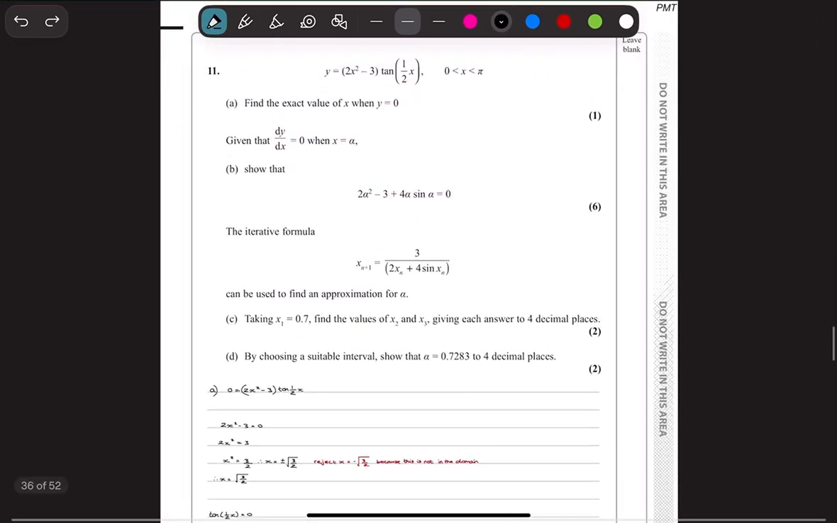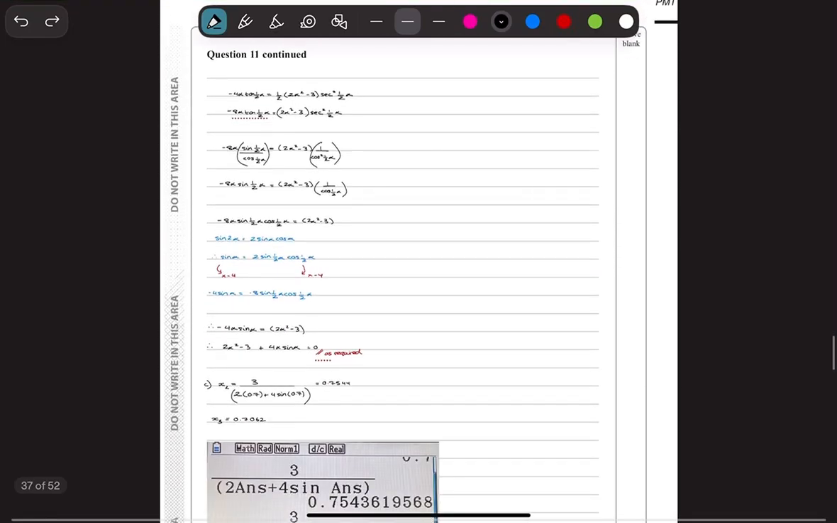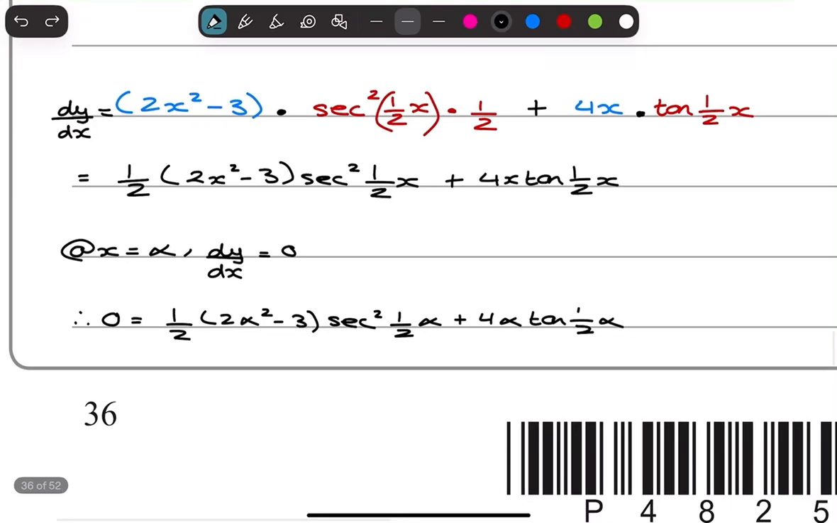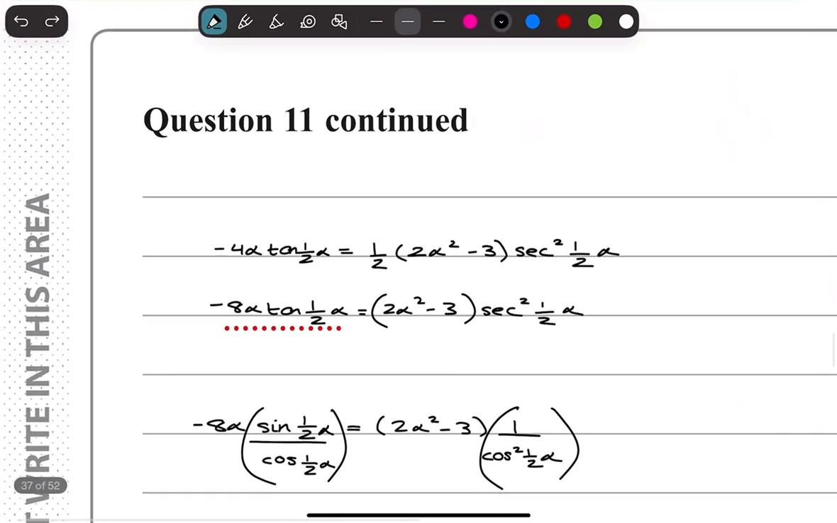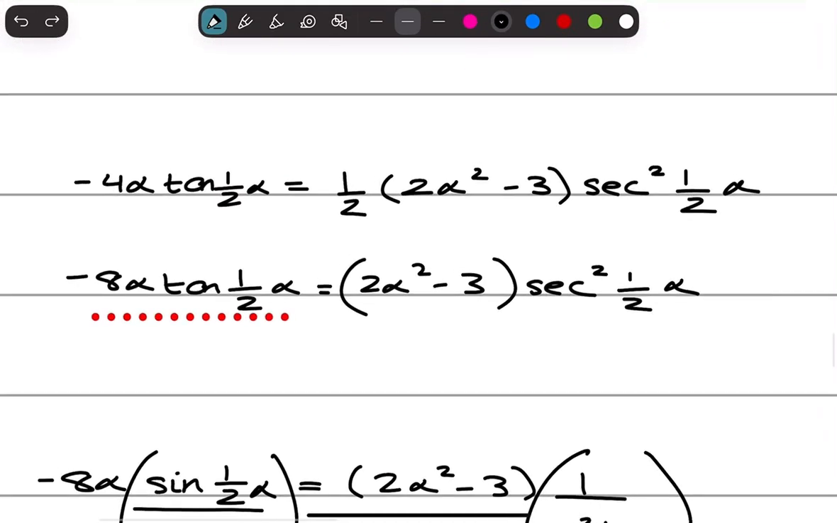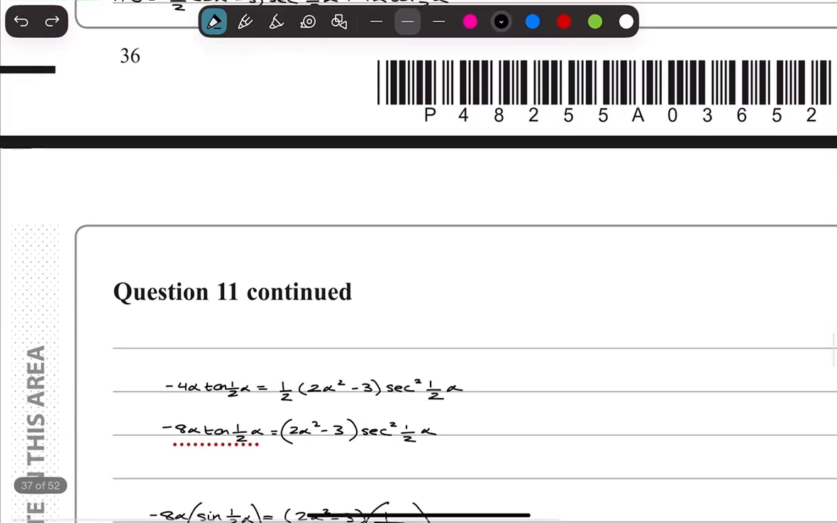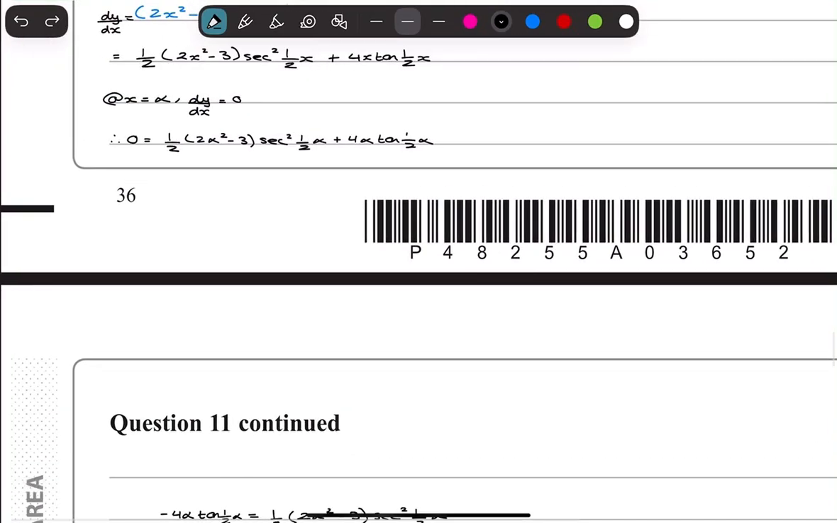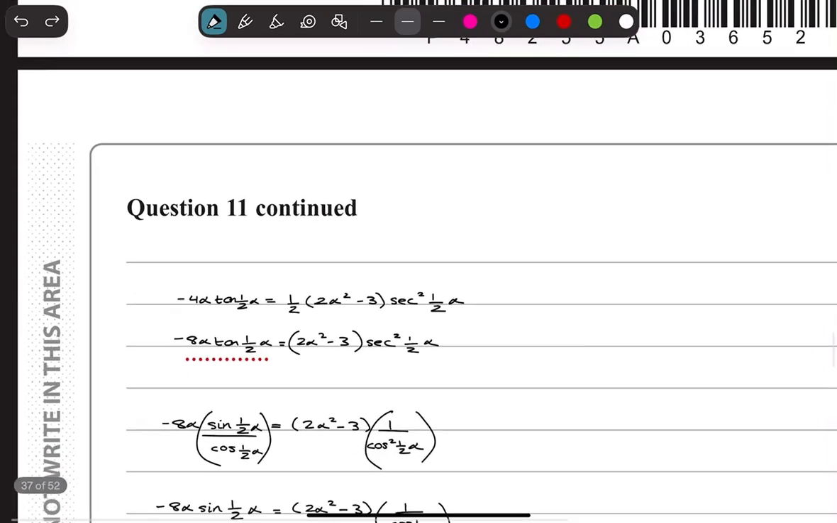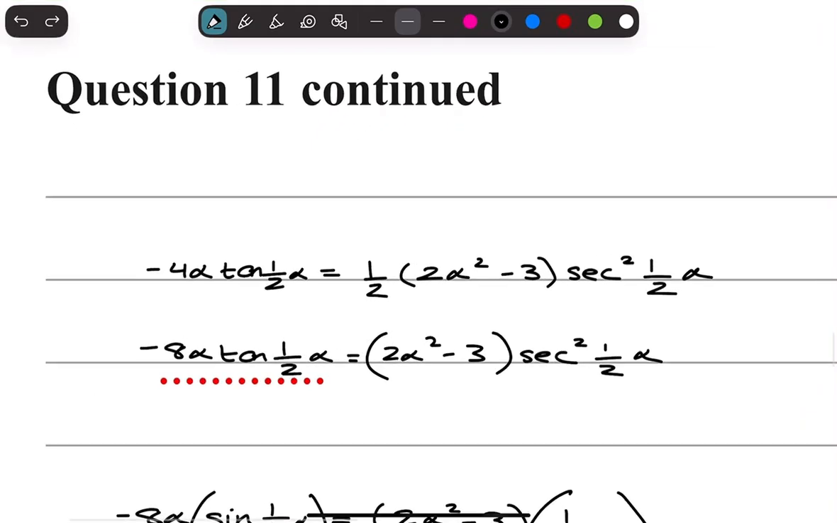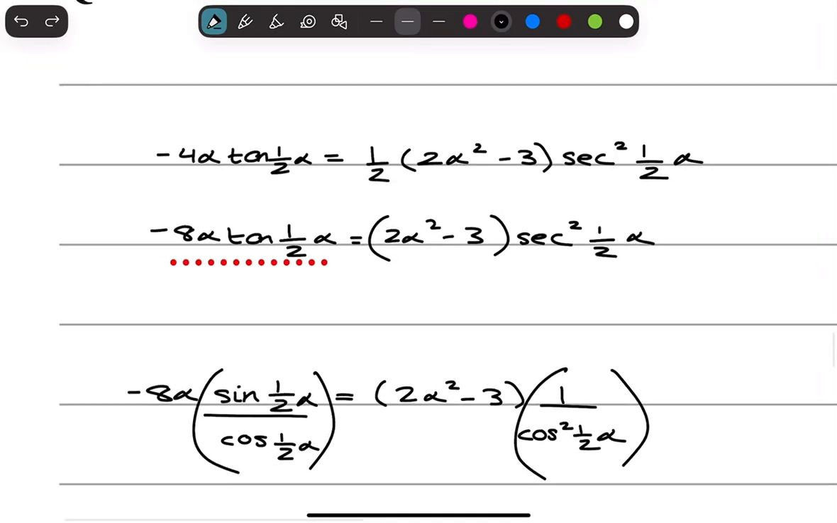So let's just firstly try and get it in terms of sine first, rather than sec and tan. Actually before we do that, one quick thing to mention is because it's equal to 0, we can take the 4 alpha tan half alpha to the other side. I just found it easier to do that. You don't have to, but that's just my preference. And then I also got rid of this fraction by timesing everything through by 2 to get this.